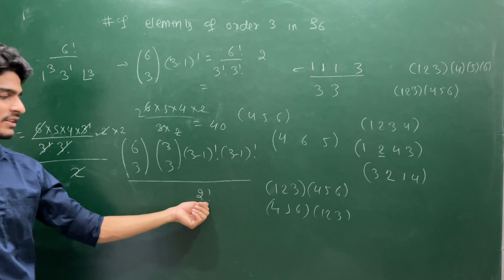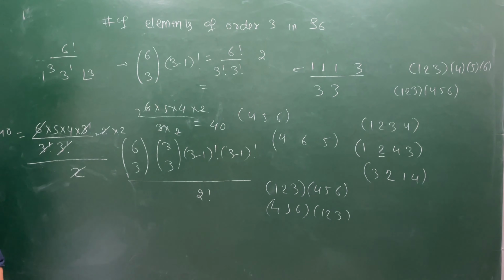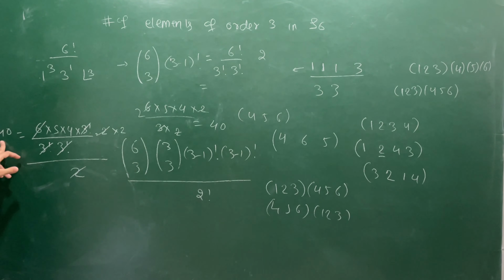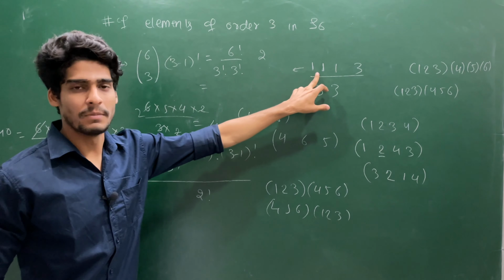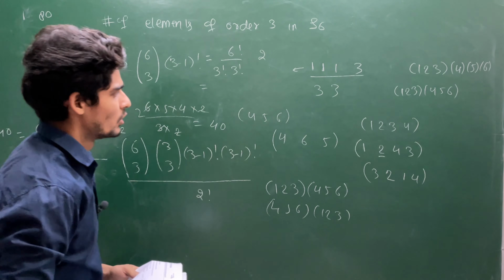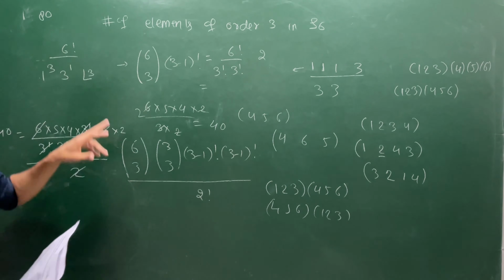If you do not divide with this 2 factorial, your answer will be false. This is not particularly for this S_N, but this is for the general counting section. So you will have 40 elements of this type, 40 elements of this type, so you will have total 80 elements of order 3. Or you can find it with the formula that I have counted from here. You can also use this formula, but this formula is based on the general technique.